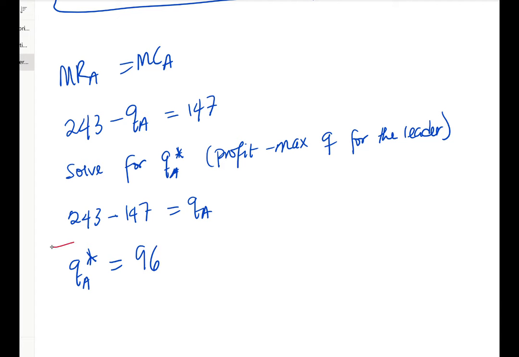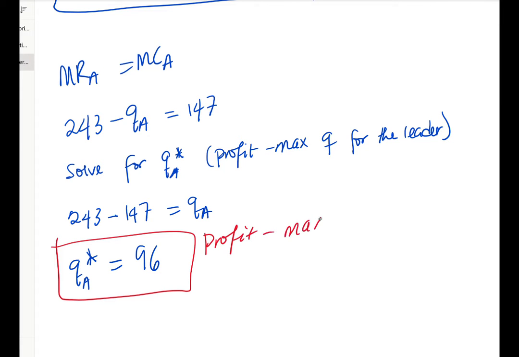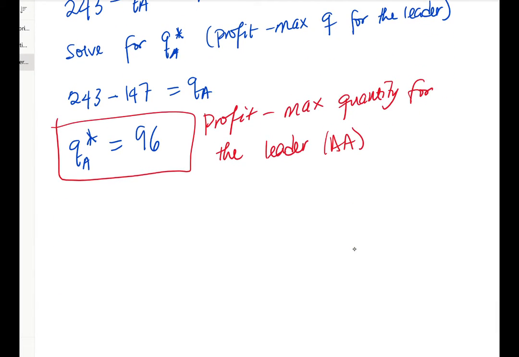This is the profit maximizing quantity for the leader, which in this case happens to be American Airlines. We could have done this calculation for United Airlines as the leader. The same thought process follows.